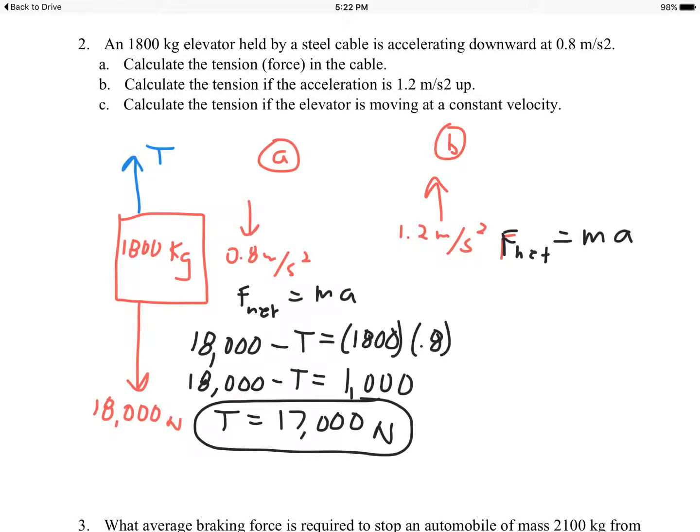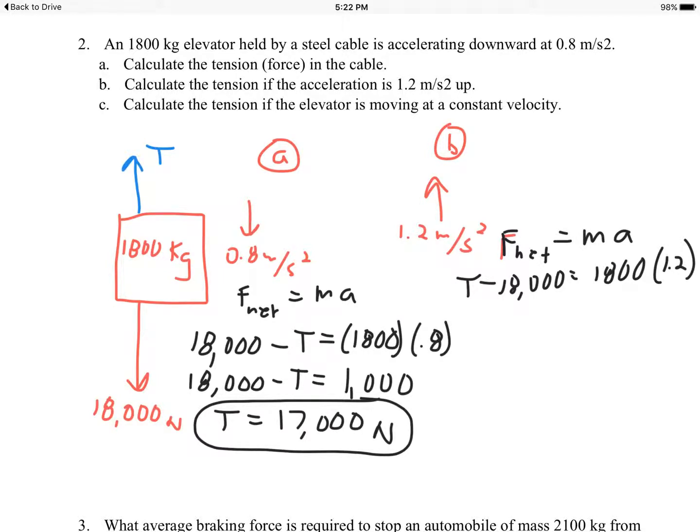We still have the force of gravity down, but the tension force is bigger now because some mechanism at the top, some motor, is pulling harder to pull this thing up to accelerate it upward. So now, here's how the problem changes. F net is T minus 18,000 equals the mass, 1,800, times the acceleration, which is 1.2.